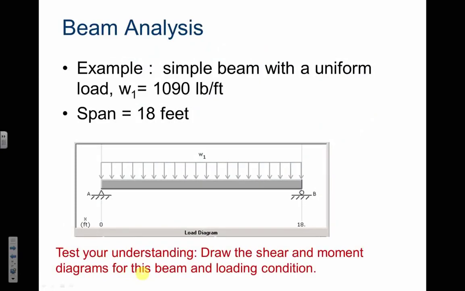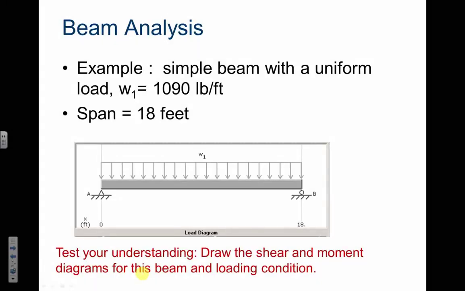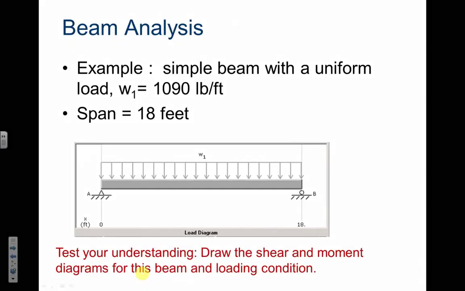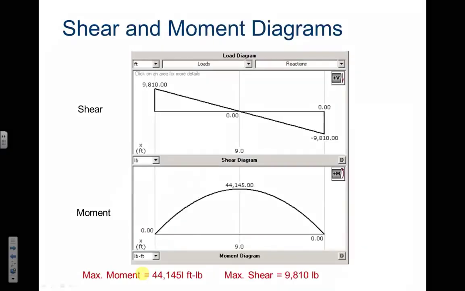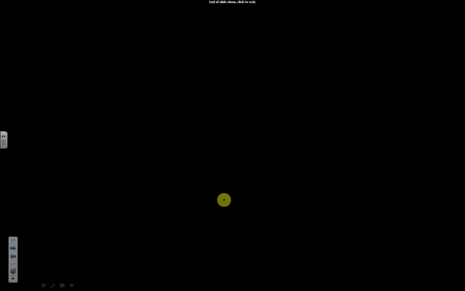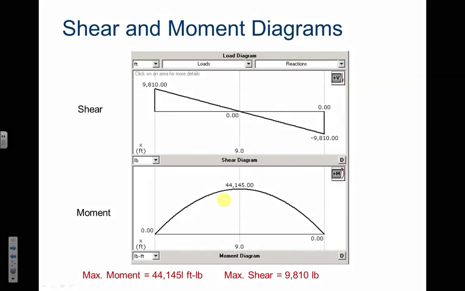Okay, this just talks about a simple example beam with a uniform load of 1,090 pounds per foot. It spans 18 feet. You tell me, what's the shear and the moment curve going to look like with just a uniform load? Well, if you guessed a perfect slope or diagonal, you're right. And if you guessed a parabola, you were right. Okay, that is beam analysis, and stay tuned for the next one where we will calculate some more loads.